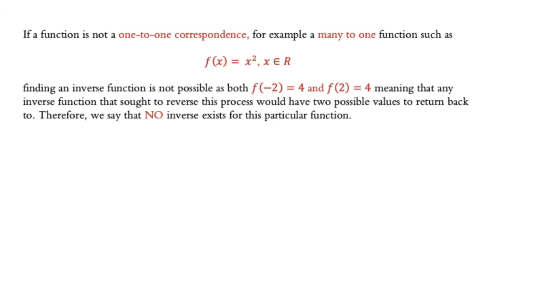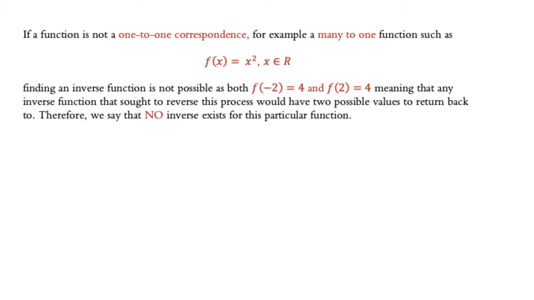So you can see there is a problem if we try to find an inverse function, or if we try to reverse that process, because if we do so, then given the value 4, which value do we go back to? Is it negative 2 or is it 2? So we say that no inverse would exist for this particular function because it's not one-to-one, and we wouldn't in this course be asking you to find the inverse of a function unless it was a one-to-one correspondence.